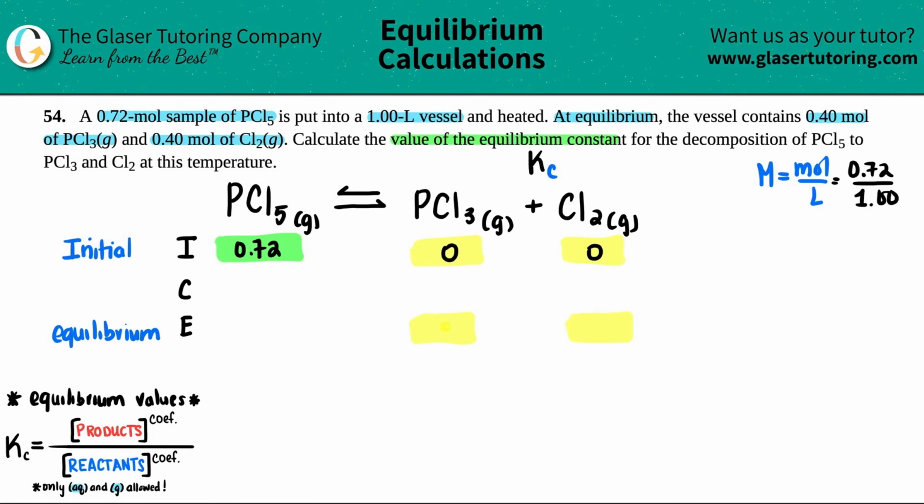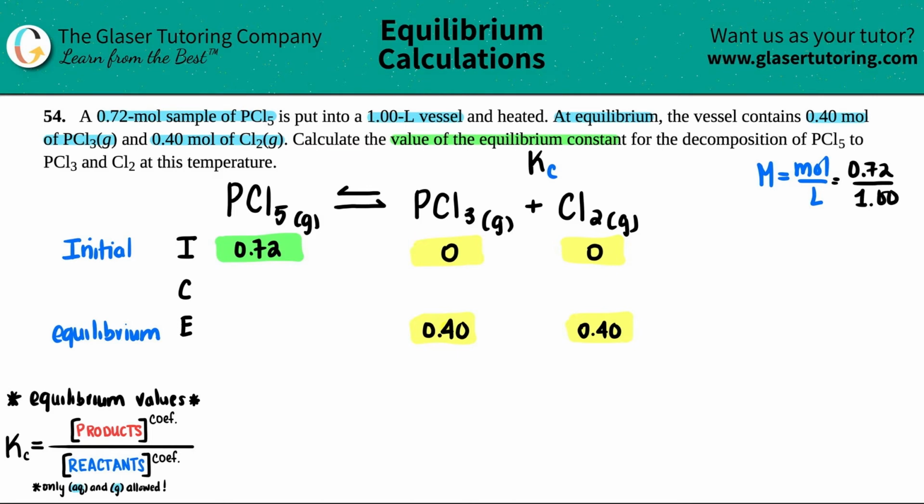So they said 0.4 moles of PCl3. Remember, this should be in molarity, but by using the molarity formula, moles divided by liters, it's a 1 liter vessel, so the number is going to be the same. But I just want to say that because maybe on a test or quiz, it's not going to be as easy as 1 liter. So I have 0.4 molarity for the PCl3 and 0.40 molarity for the Cl2.